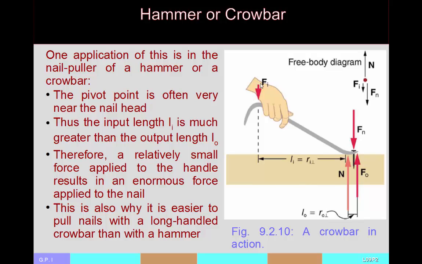In any case, a very small amount of force applied here generates a relatively large torque that must be made up by applying a very large force to the nail in order to balance torques on the system. And so that's why it's so much easier to pull nails with a long-handled crowbar than it is with a hammer, and why it's so much easier to pull with a hammer than, for example, with your bare hands.